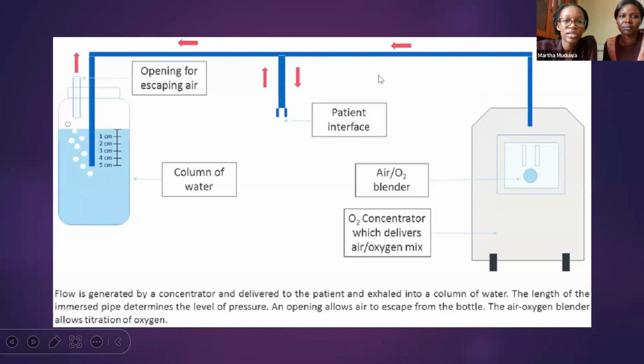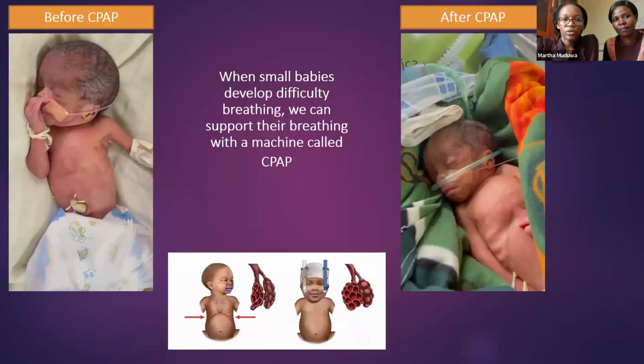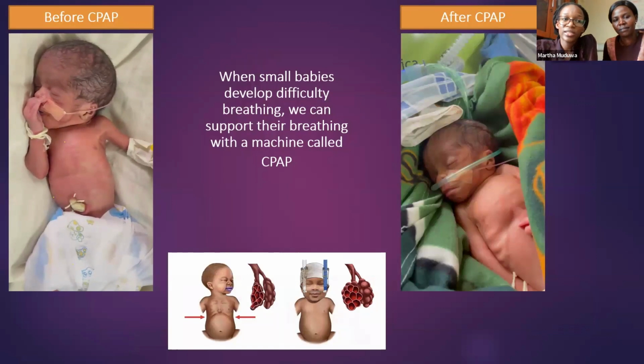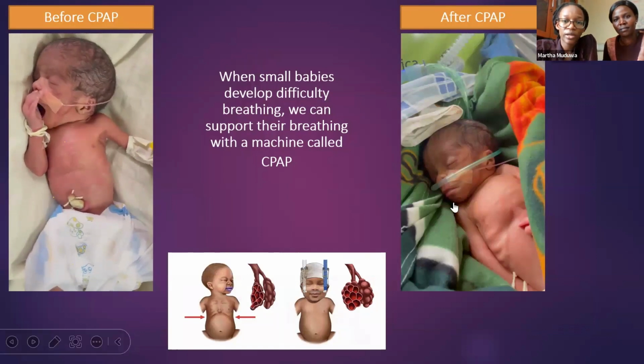When the baby takes a breath in, what they are getting is what's coming from this source. And then when they take a breath out, the air does not completely escape. It stays within this closed tube all the way to the pressure chamber. So they are breathing against this pressure that you have preset. The depth that your tube is down into this pressure chamber is what determines the pressure that you're actually delivering to the baby, and your water column.